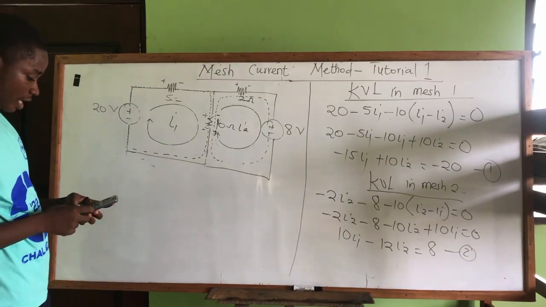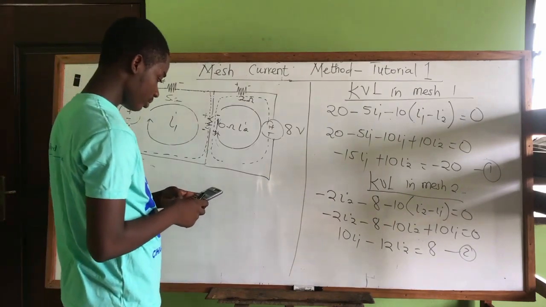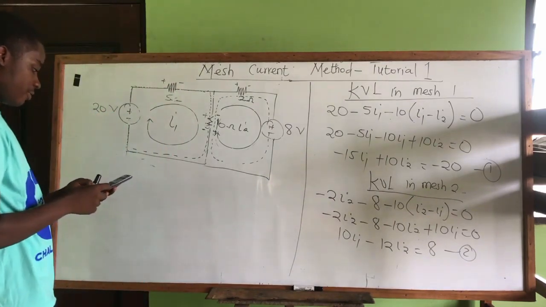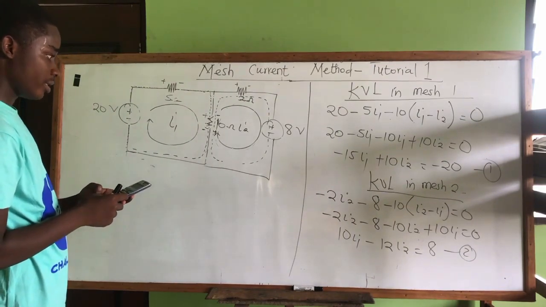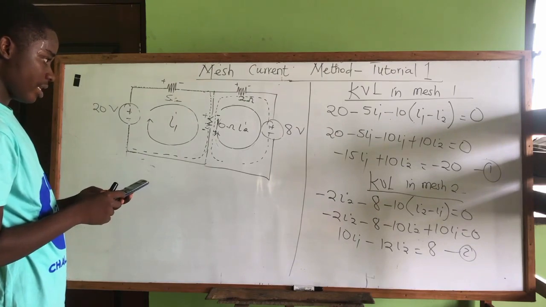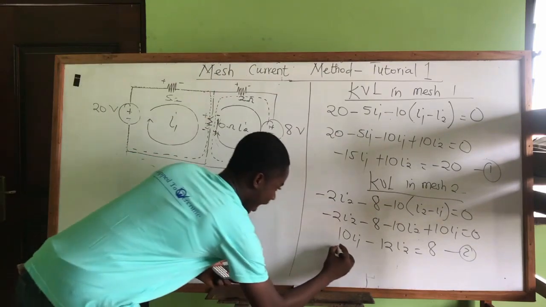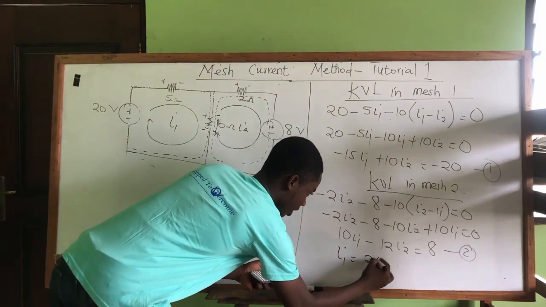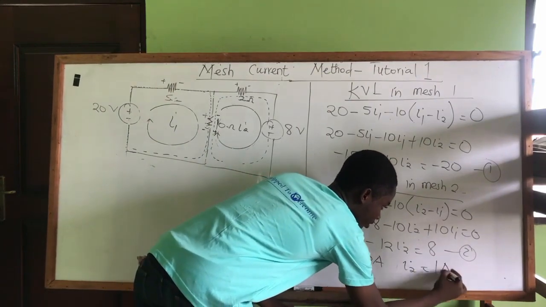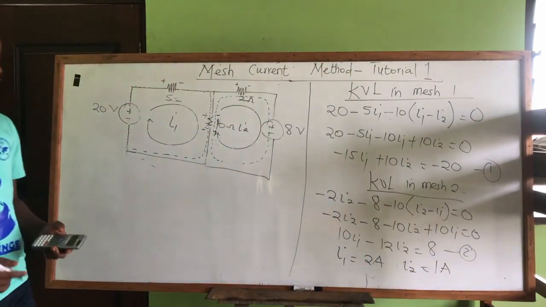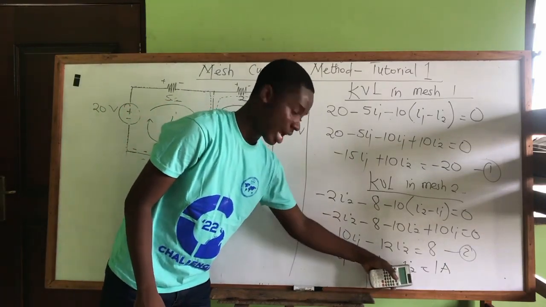So solving this, I have negative 15, 10, minus 20. I have 10, minus 12, 8. So solving simultaneously, I will get my I1 to be 2 amperes and my I2 to be 1 ampere. When you solve simultaneously, you get I1 to be 2 and I2 to be 1.